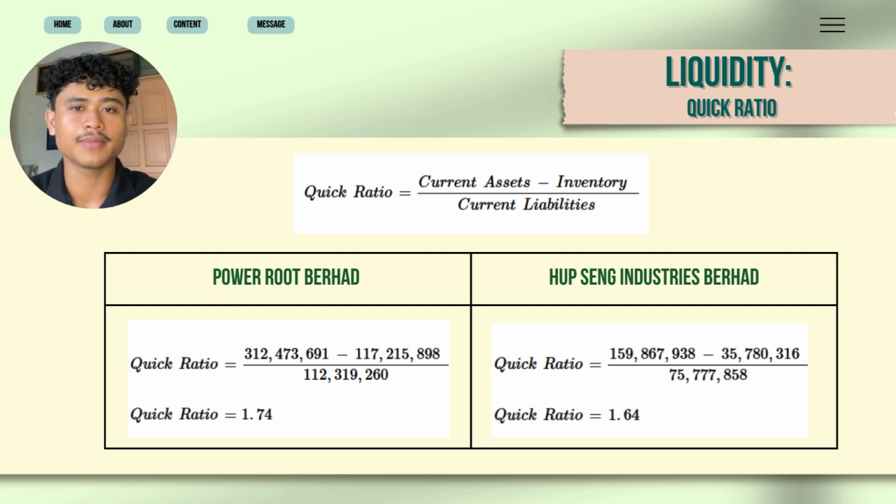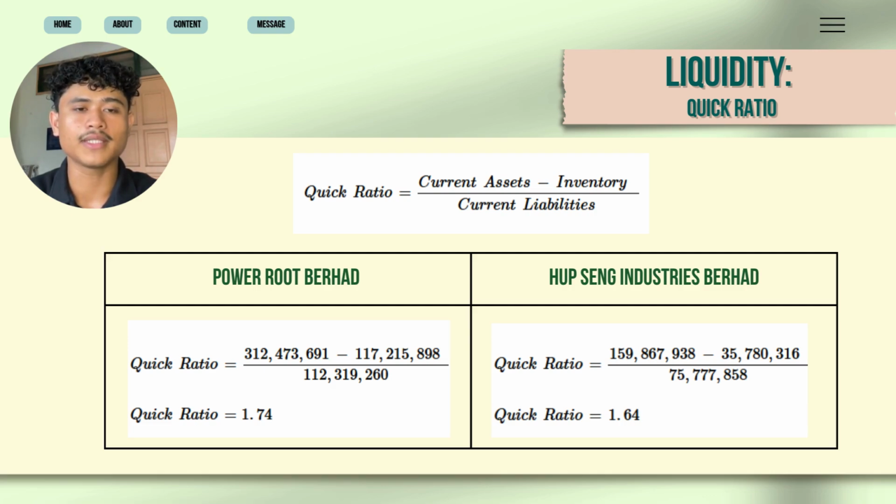For Seng Industries Berhad, the quick ratio is calculated as 159.87 million minus 35.78 million ringgit, divided by 75.78 million ringgit, resulting in a quick ratio of 1.64 times. This means that for every 1 ringgit of its current liabilities, Seng has 1.64 ringgit of liquid assets available to meet its short-term obligations.